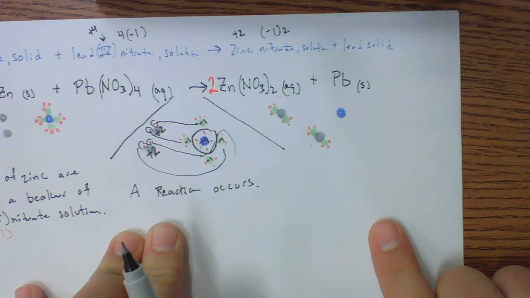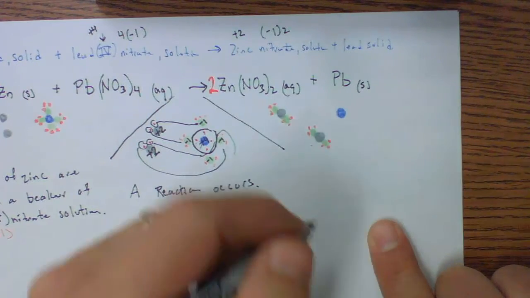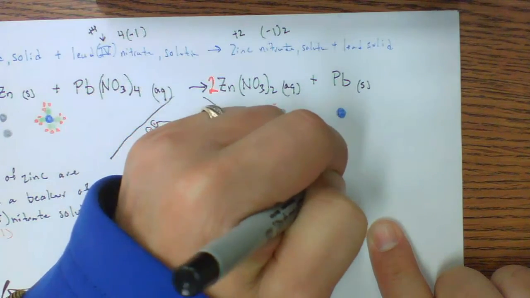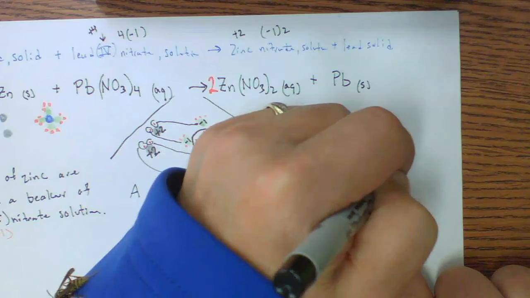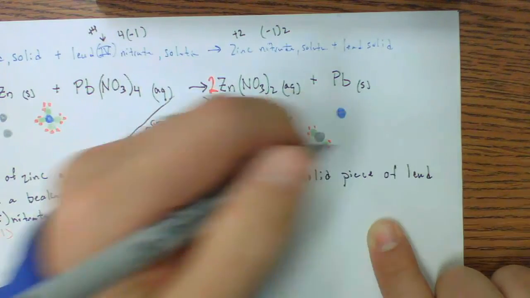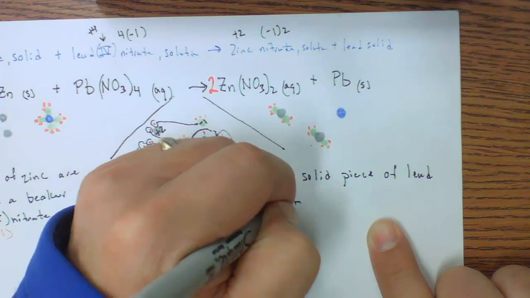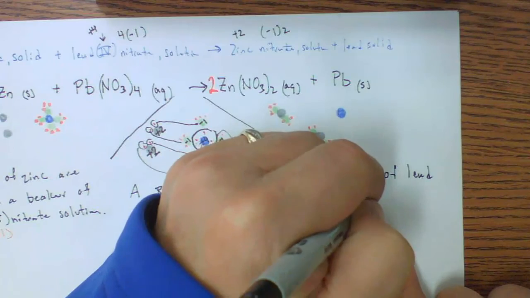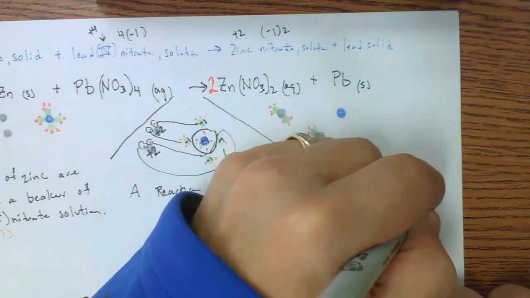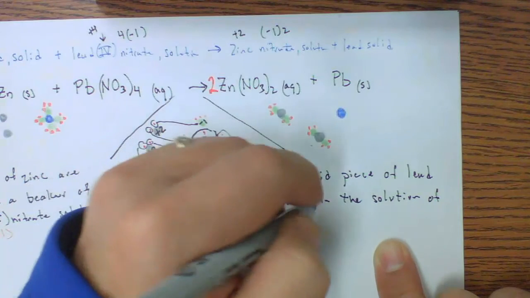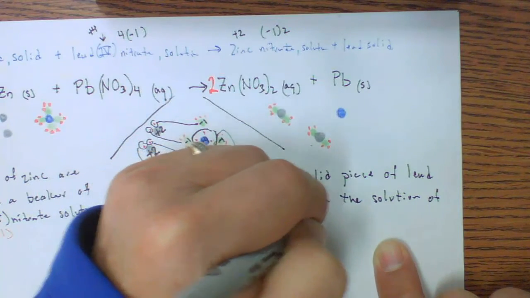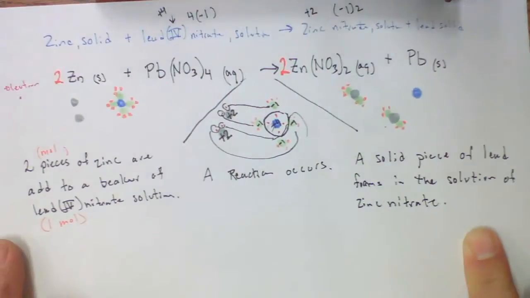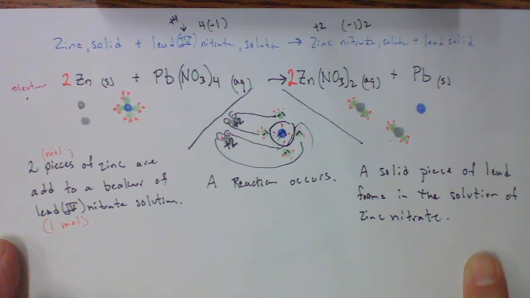Then we see what happens on the end, which is a solid piece of lead forms in the solution of zinc nitrate. Okay, and you can see that now we have kind of the novel story of it.